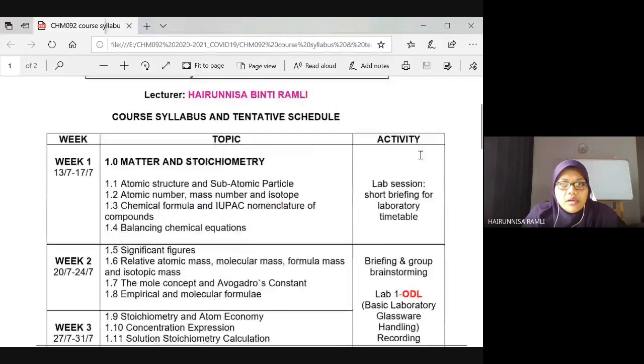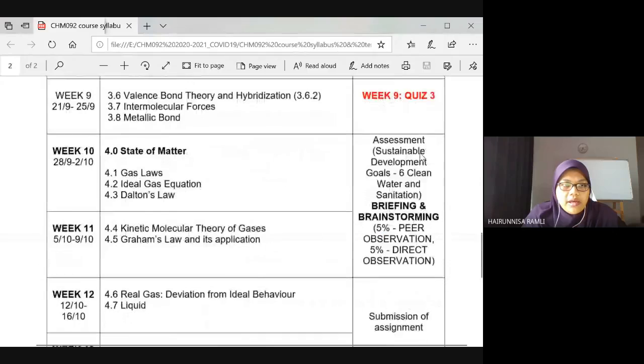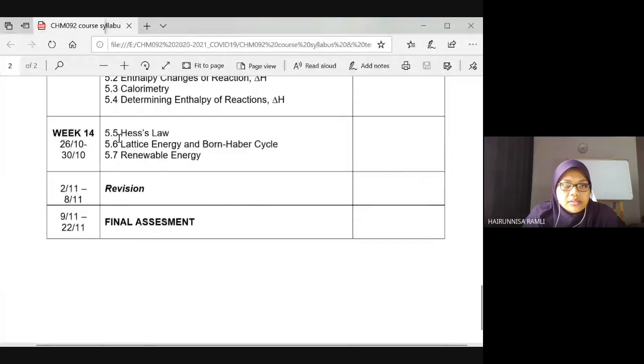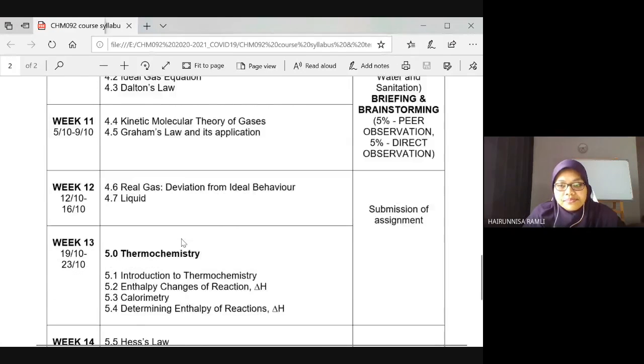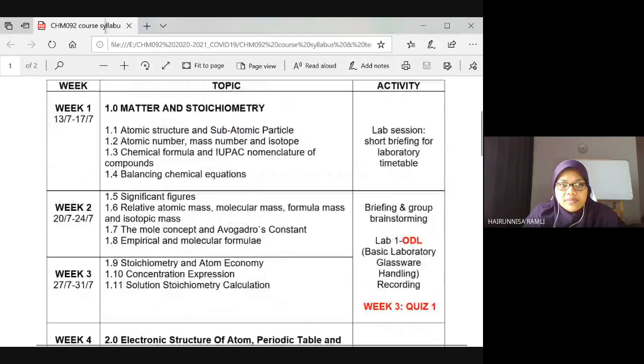Basically, according to the weeks, we have total 14 weeks of classes. Okay, tak termasuk ni lah. Tak termasuk cuti, revision, final assessment. Ni maksudnya minggu kelas je, kita ada 14 minggu eh. Okay. Sama juga macam saya explain sebelum ni, we have week 1 apa. Maksudnya week 1 is starting from today lah.